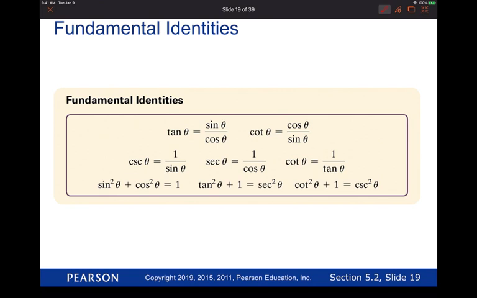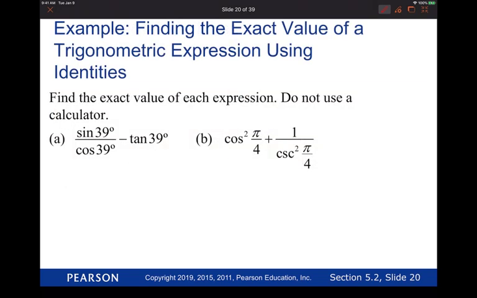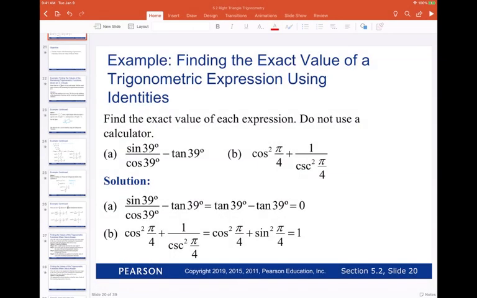Okay. But yeah, we'll see these in action. Let's get some practice. Okay, so we're asked to find the exact values of each expression. Do not use a calculator. Okay, let me do this. I want to keep my stuff.